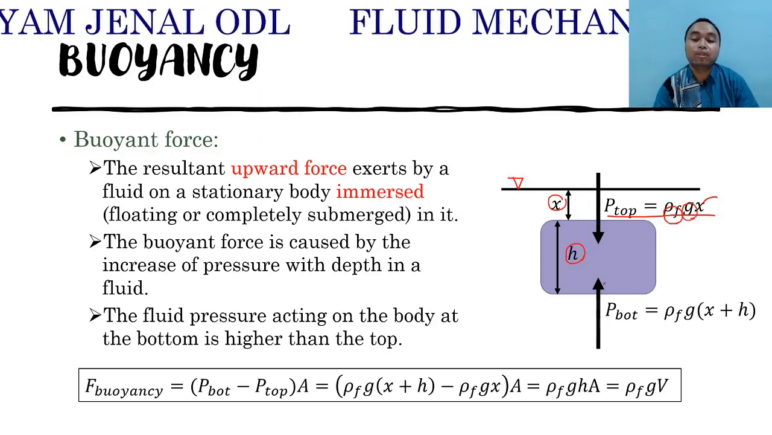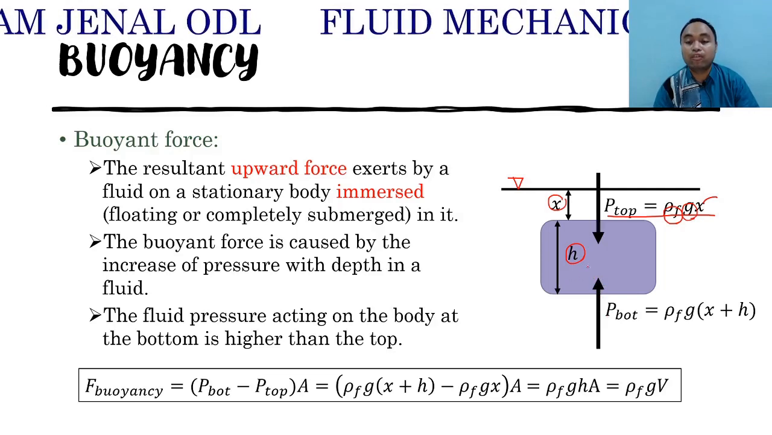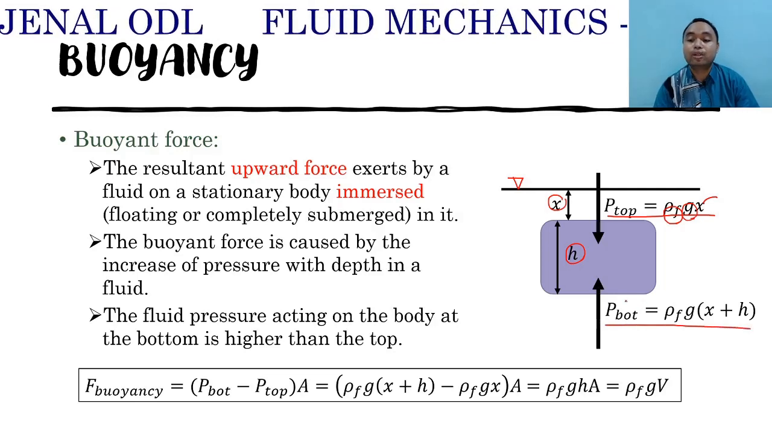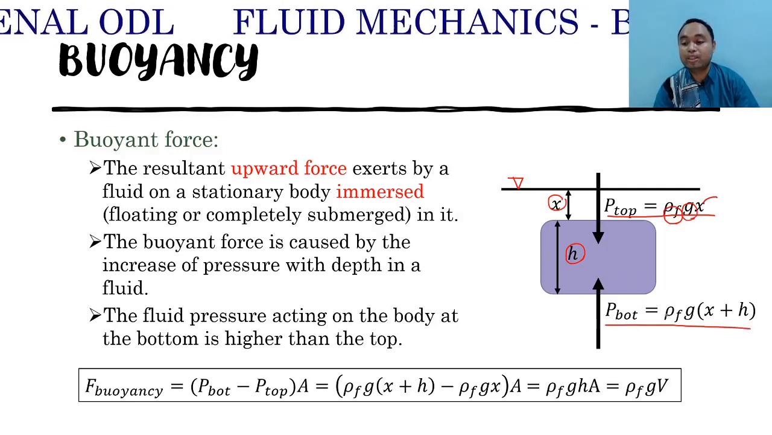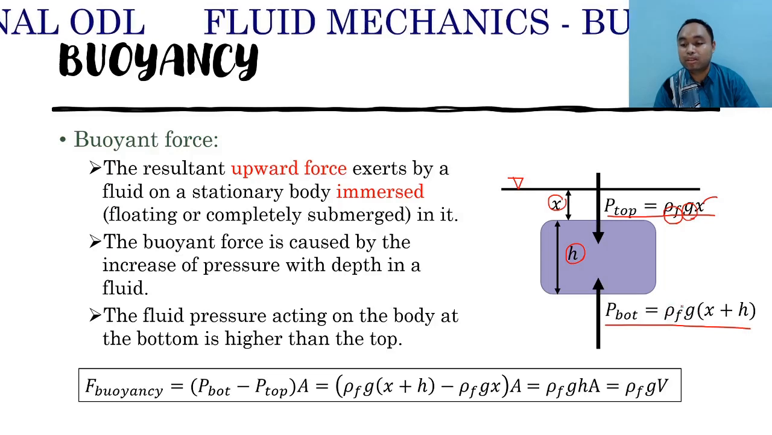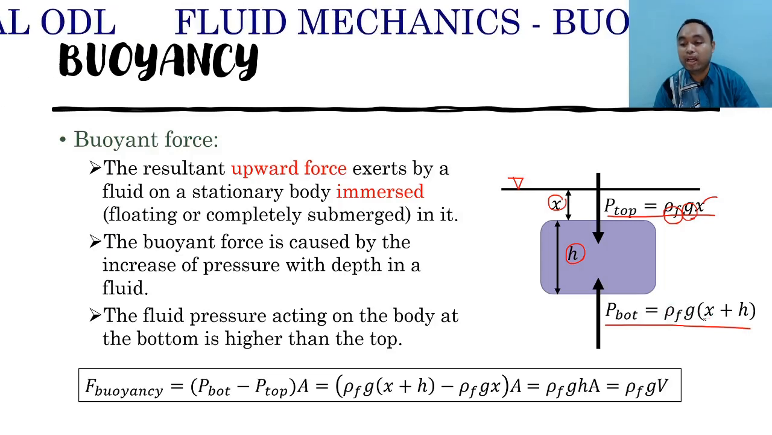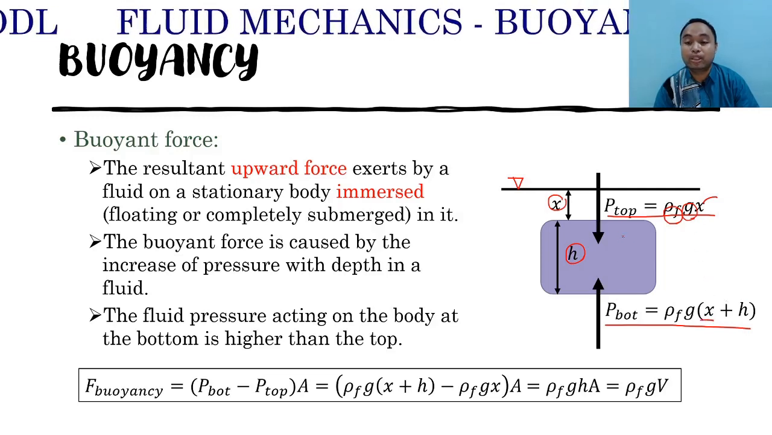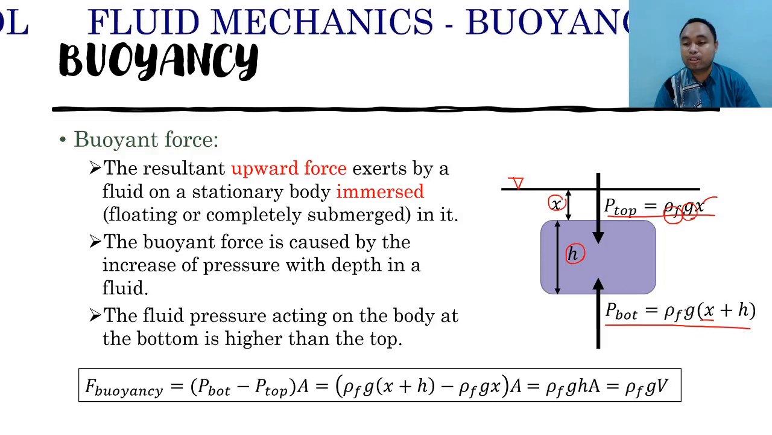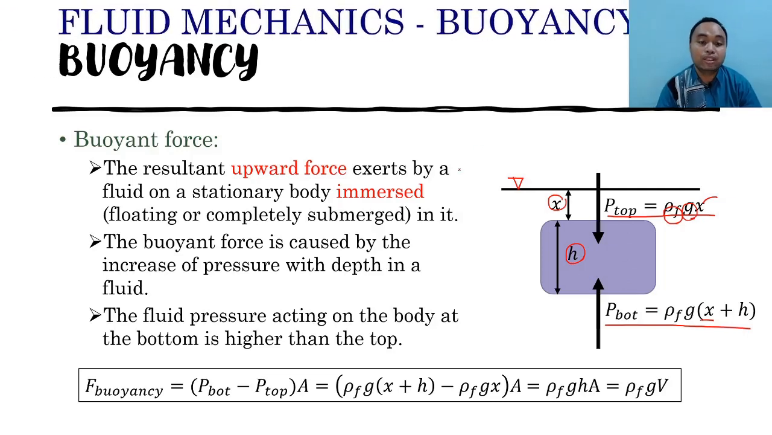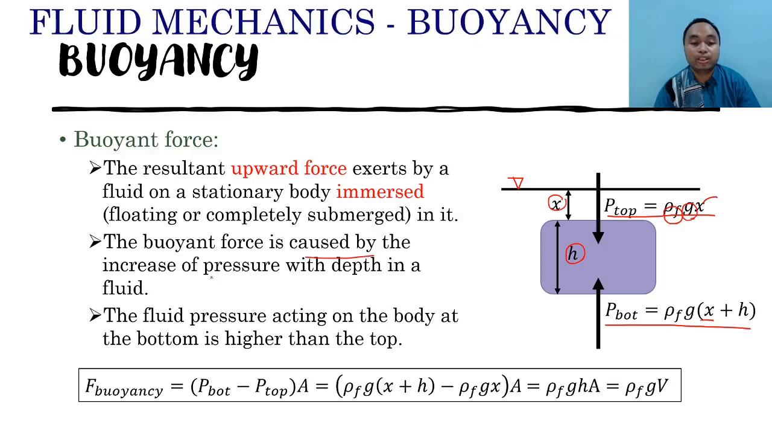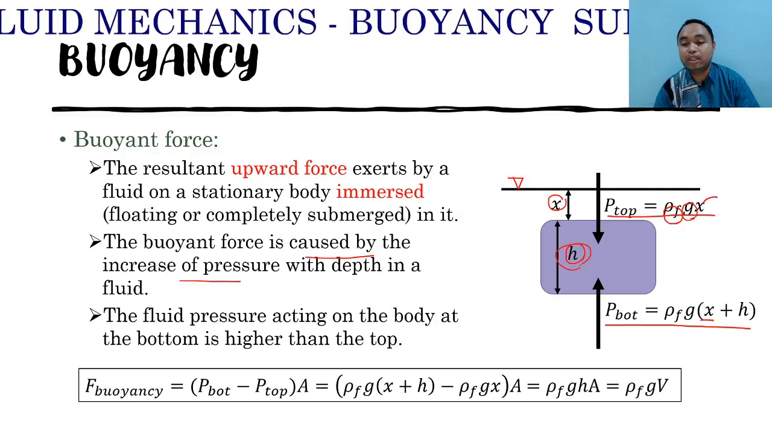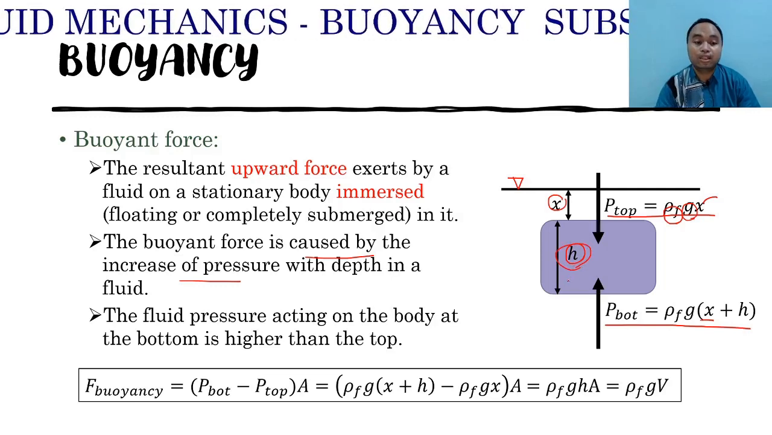So the pressure at the bottom, because of the effect of depth, will be different, and it should be higher than the top. The pressure will be density of fluid times gravitational acceleration times x, which is the same as the top, plus the height of the body itself. Why is it important for us to add the h? Because the buoyant force is caused by the increase of pressure with depth in a fluid. So the depth or the height of the body plays a big role in our calculation.